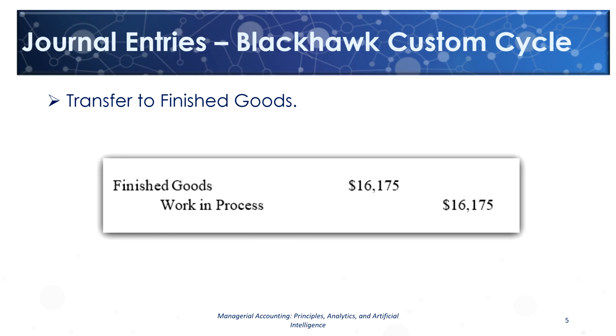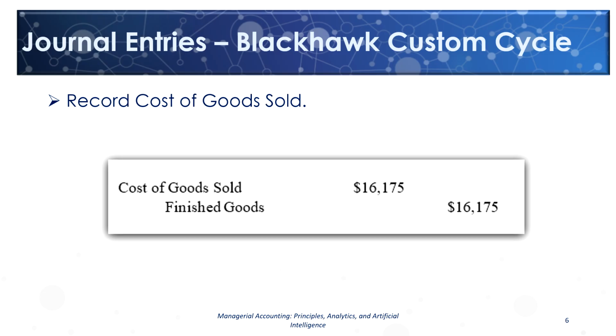Once the job is completed, we use the job order cost sheet and transfer total costs from work in process into finished goods. So we debit finished goods and credit work in process. Eventually, when an item that we've produced as part of a job is sold, we record cost of goods sold. We debit cost of goods sold and credit finished goods. This transfers costs out of inventory and into expense.